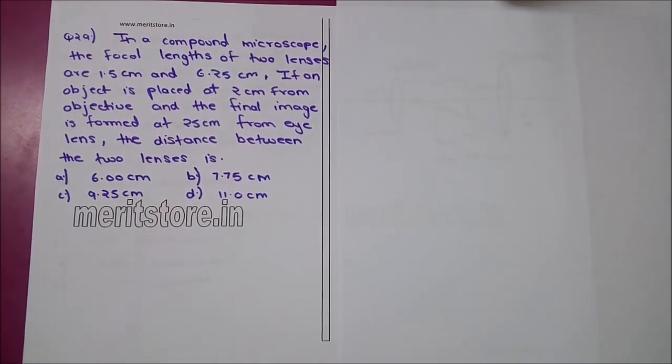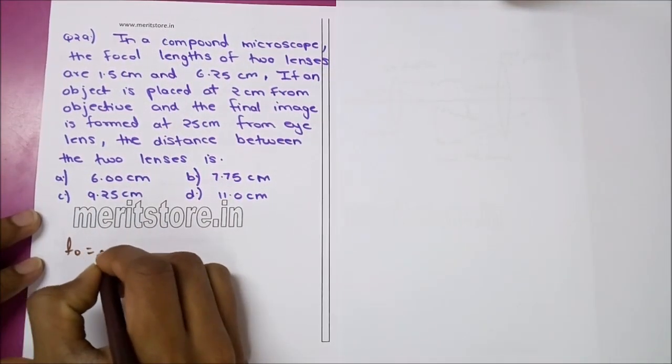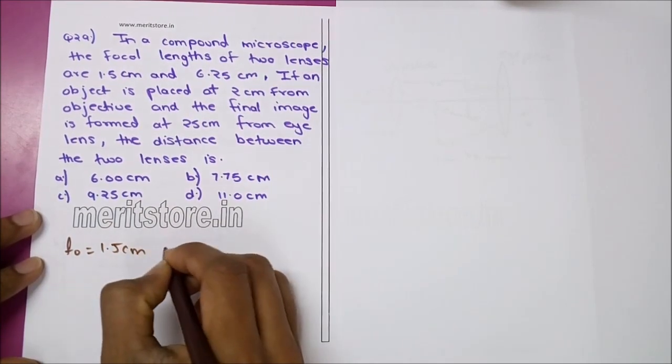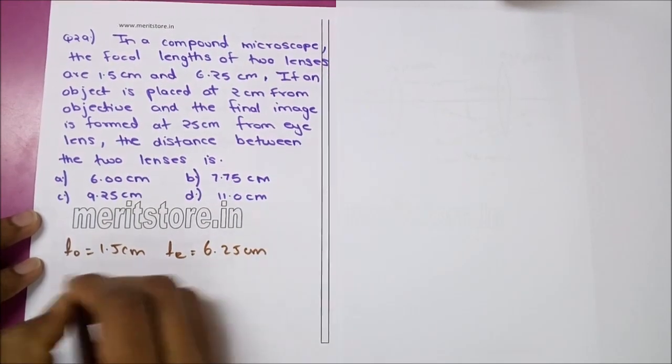In a compound microscope, the focal lengths of two lenses are 1.5 cm and 6.25 cm. If an object is placed at 2 cm from the objective and final image is formed at 25 cm from the eye lens, the distance between the two lenses is, options given are 6 cm, 7.75 cm, 9.25 cm and 11 cm. Now in this, the objective focal length is given as 1.5 centimeters. The eyepiece focal length is given as 6.25 centimeters.